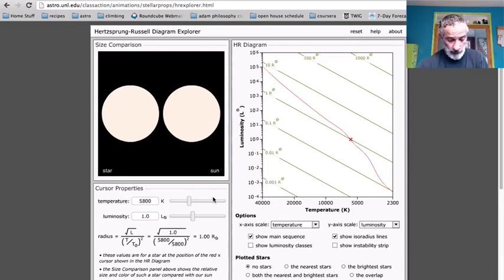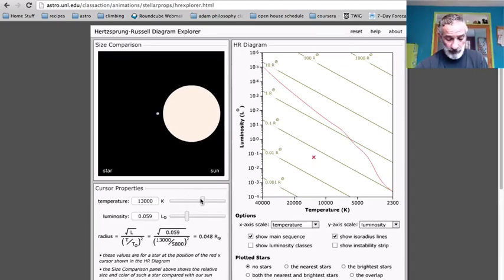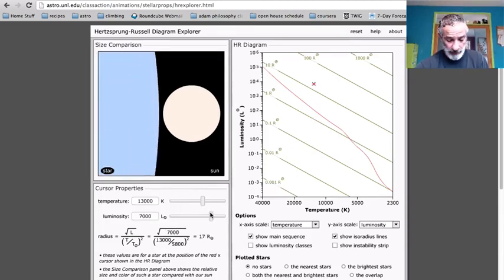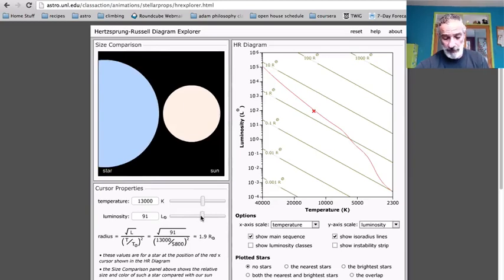And you can sort of pick a luminosity and a temperature and move your little cursor along the main sequence. Note that changing the temperature at fixed luminosity is a horizontal motion. Changing the luminosity at fixed temperature is a vertical motion. And the red line gives us the main sequence.